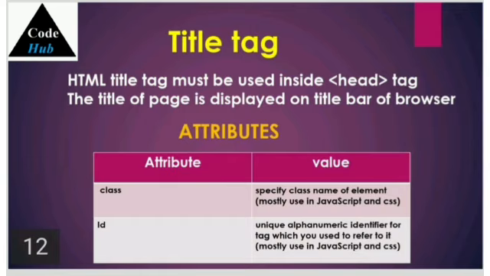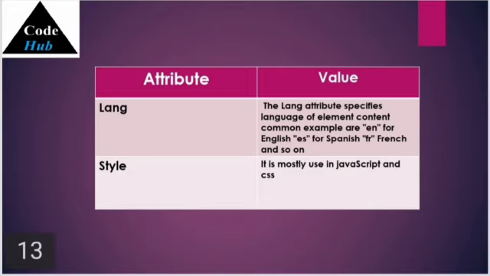Title tag, it is mostly mentioned in the head tag. It is used to provide a title name for your web page. The title of the page is displayed on the title bar of a browser. Let's know about the attributes of the title tag, which are class, which specifies the class name of the element, ID, a unique alphanumeric identifier for a tag, lang, the language of the element contained, en for English, fr for French. Style, it is mostly used in JavaScript and CSS for styling the web page.